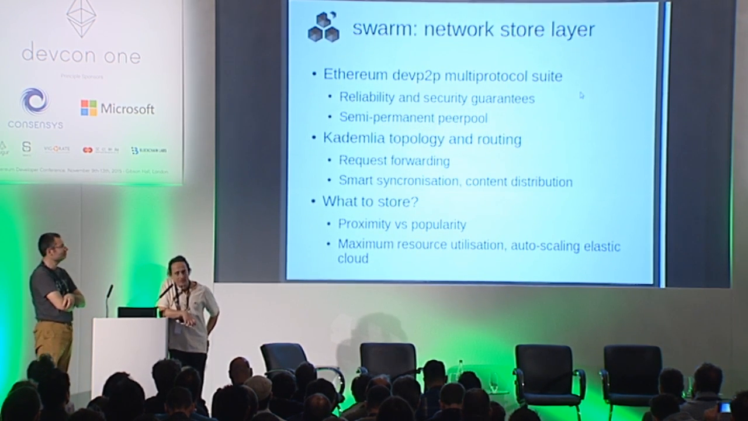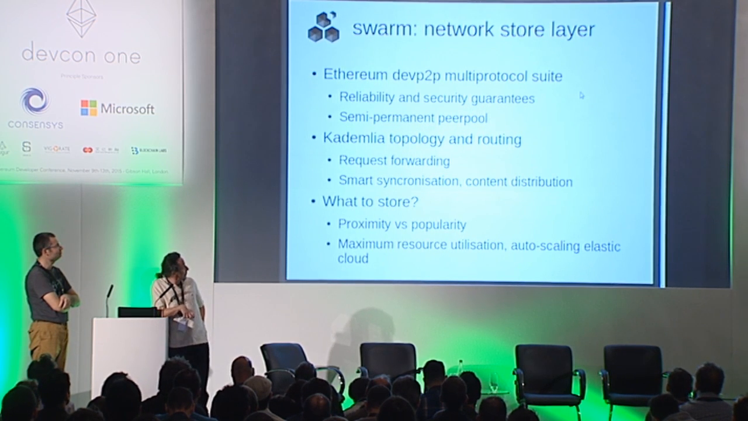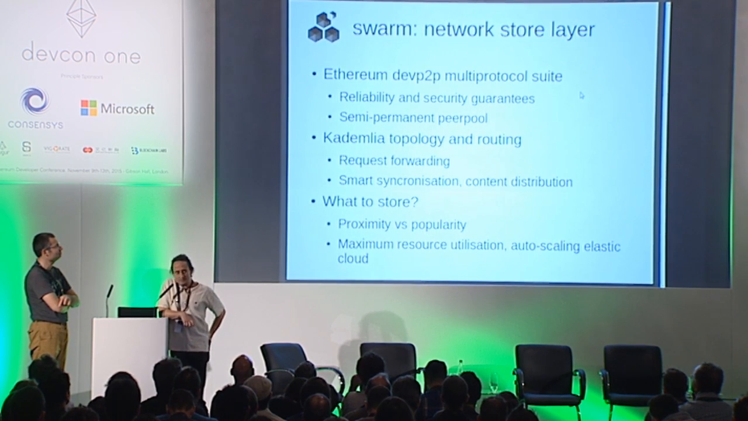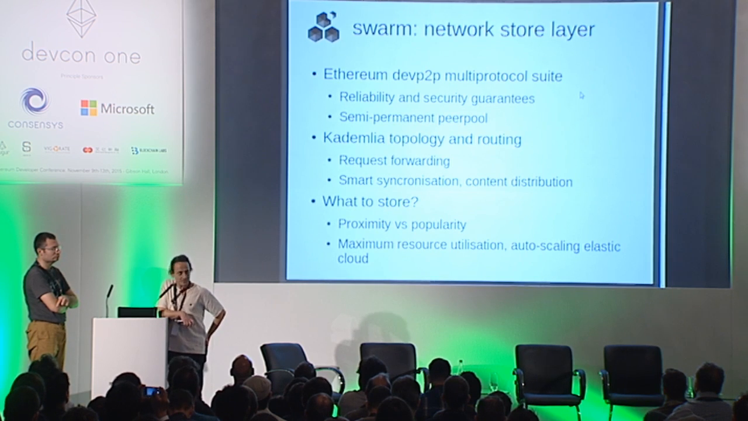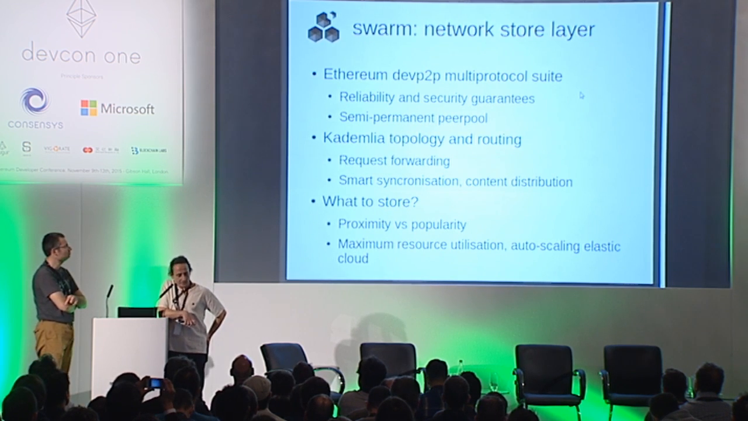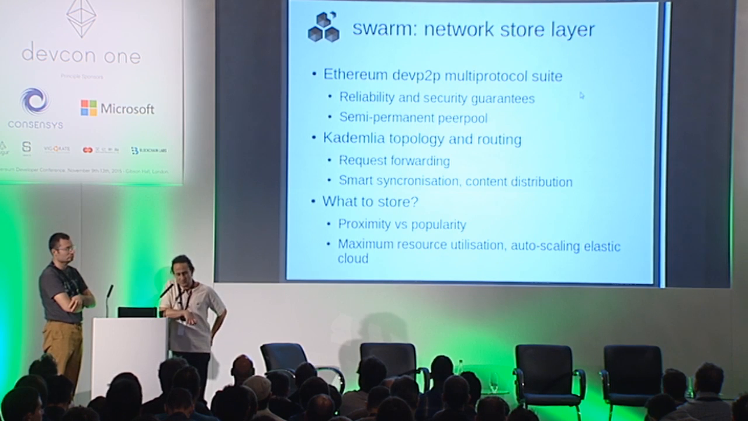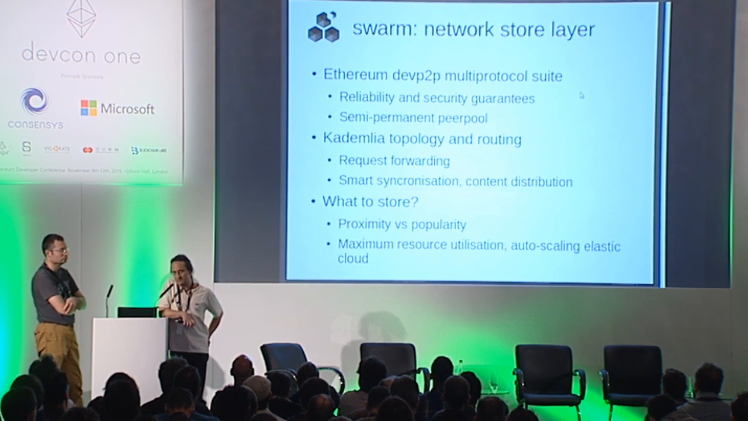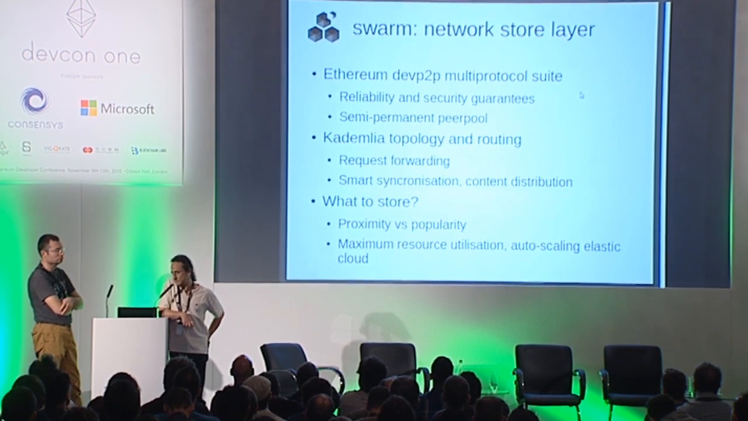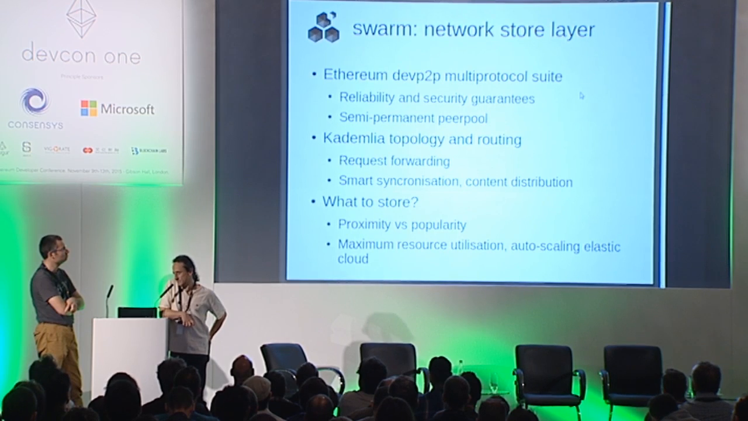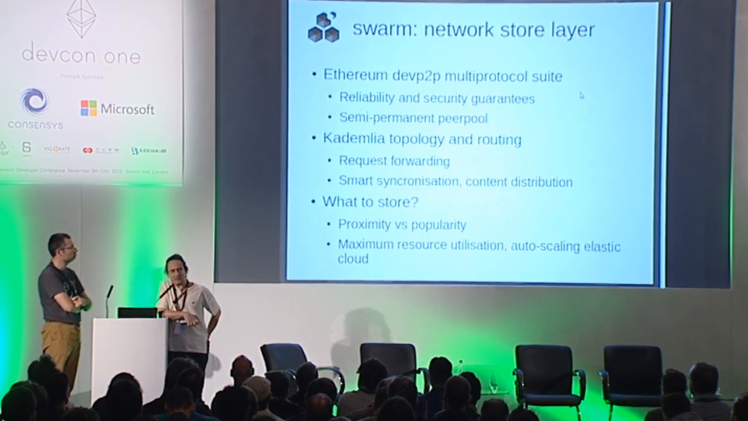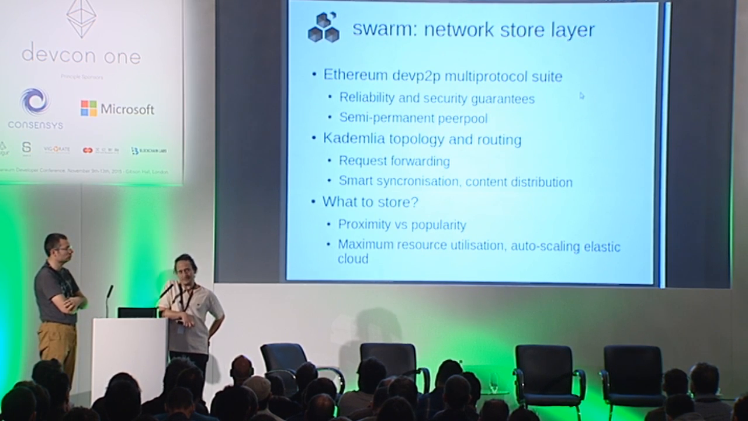So what you basically do is use a network protocol, and Swarm relies heavily on the Ethereum network, which is basically Alex Leverington and Felix Lange's wonderful, genius product. It's basically the Dev peer-to-peer multi-protocol suite. I don't want to go into the details, just refer you to Alex's talk on, I think it's Wednesday morning. The most important message here is that it comes with all the beautiful security and integrity properties of this network implementation, and also it gives you a semi-permanent peer pool.